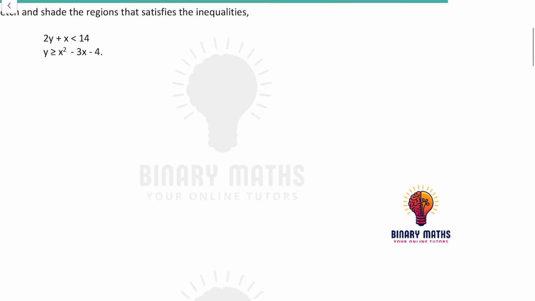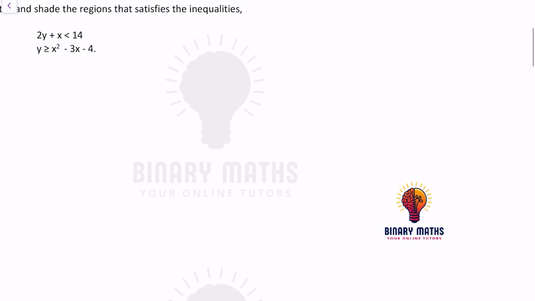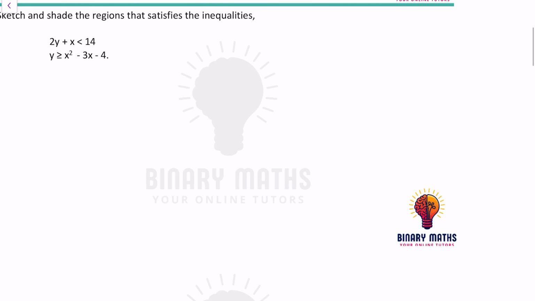Okay, so sketch and shade the regions that satisfy these inequalities. The first one, we've got 2y plus x is less than 14. We know that's a linear inequality. So let's rearrange to get it in the form y equals mx plus c.